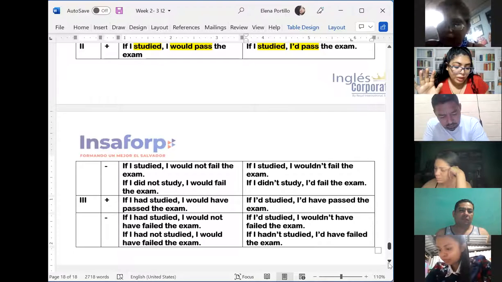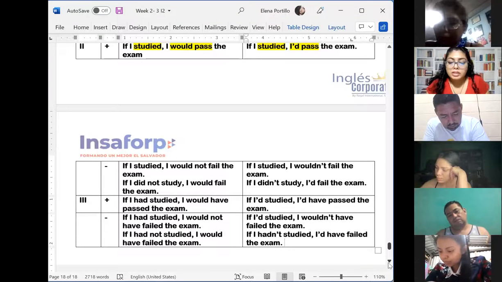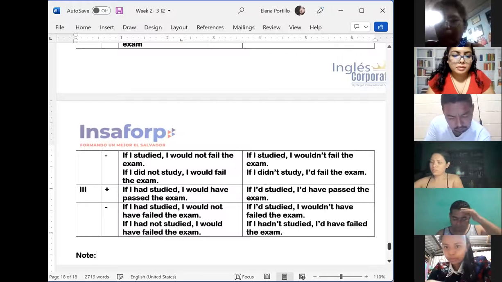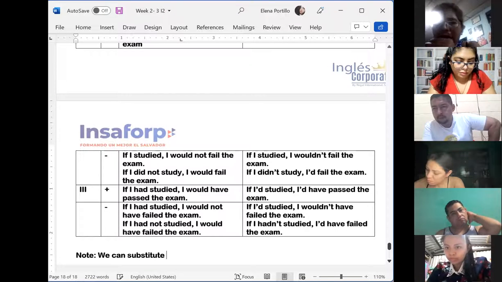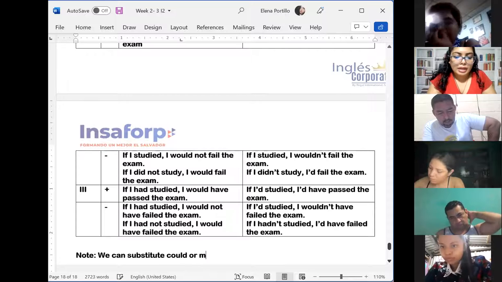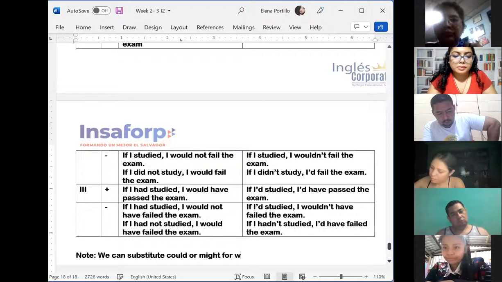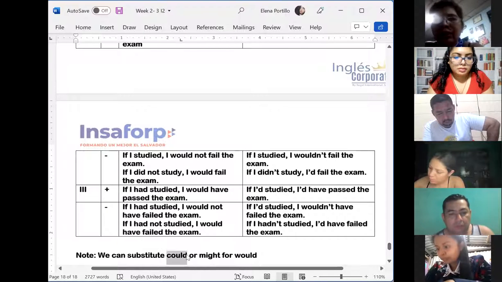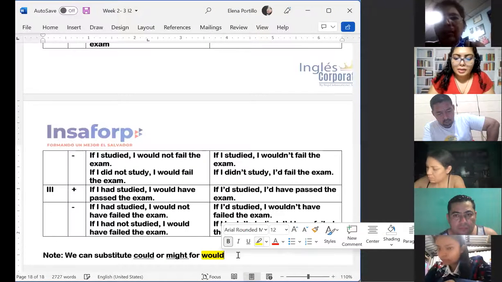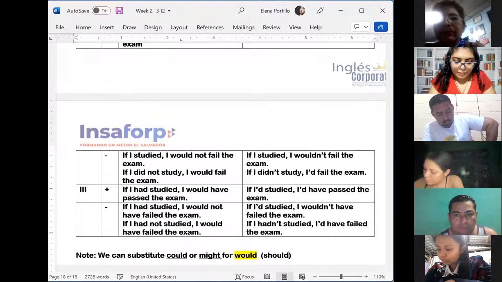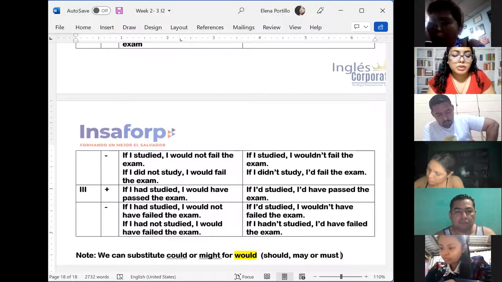But it says, we can substitute could or might for would, and should, may, or must are sometimes possible. So we have here like a note. And it says that we can substitute could or might for would. We can change these words for this one. And it also says that should, may, or must are sometimes possible too.